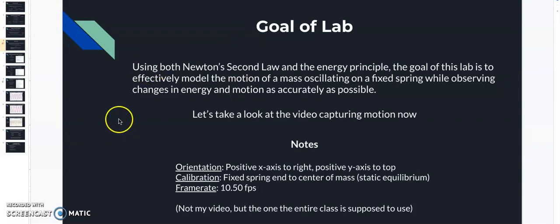So the goal of this lab, by using both Newton's second law and the energy principle, is to effectively model the motion of a mass oscillating on a fixed spring while observing changes in energy and motion as accurately as possible. So let's take a look at the video now, and here's a few notes about it. This is not my video, but the entire class was supposed to use it. So here is the mass oscillating.